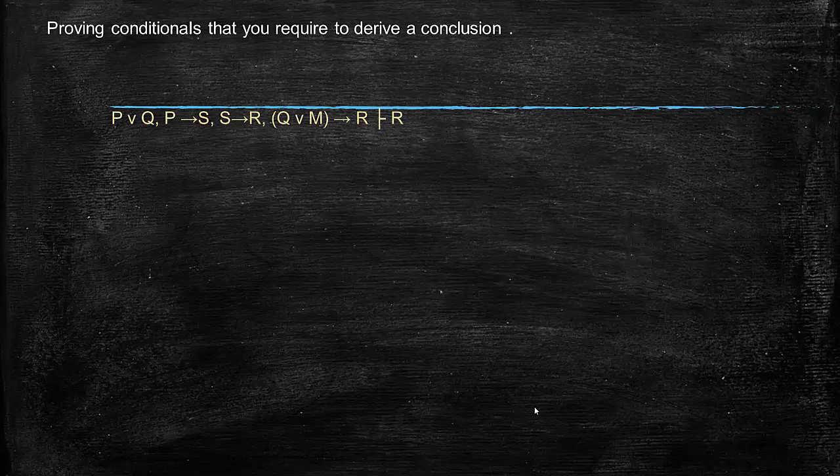So let's do one of these. We have four assumptions: P or Q, the disjunction, if P then S, if S then R, and if Q or M then R, and we're being asked to derive R. Okay, so now we are doing conditional introduction, and you might just say, well, look, R is not a conditional, and you just told me that we don't use conditional introductions if we're not proving a conditional, and that's right.